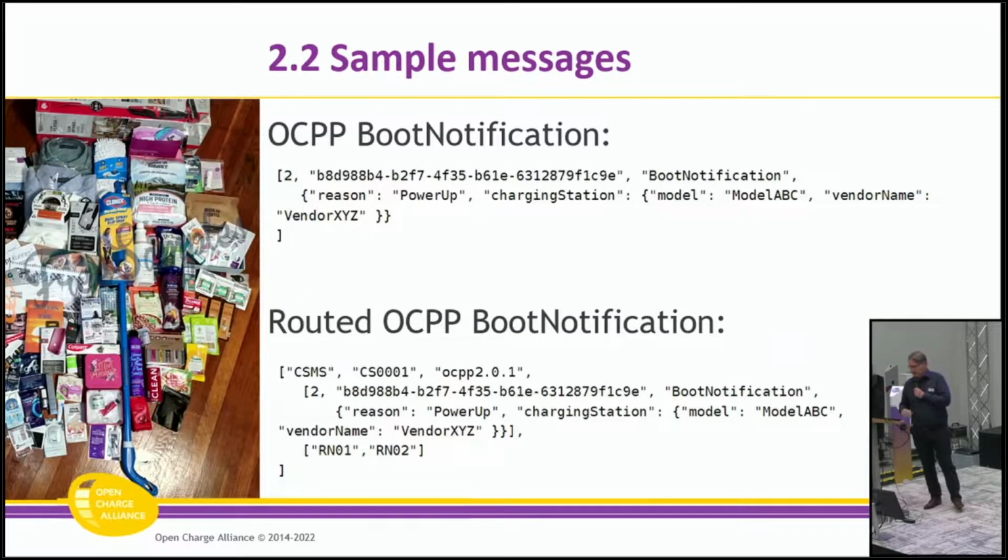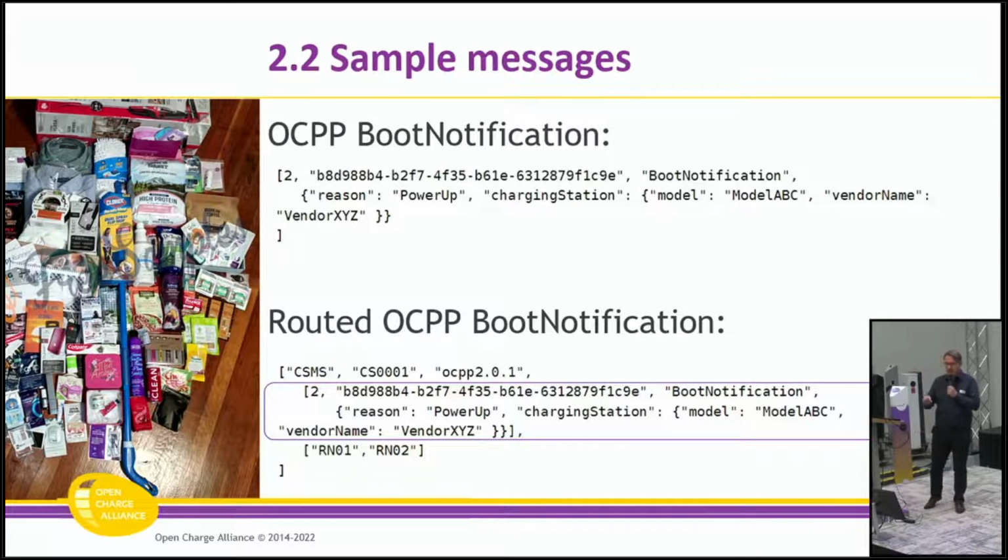So to give you an example, I show here a simple OCPP boot notification as it is. And then if you put it in a routing framework, you see that it's simply in there, and on top you add source, destination, and the list of the hops that is then extended as it goes through the network. So it's really fairly limited impact if you look at it that way.